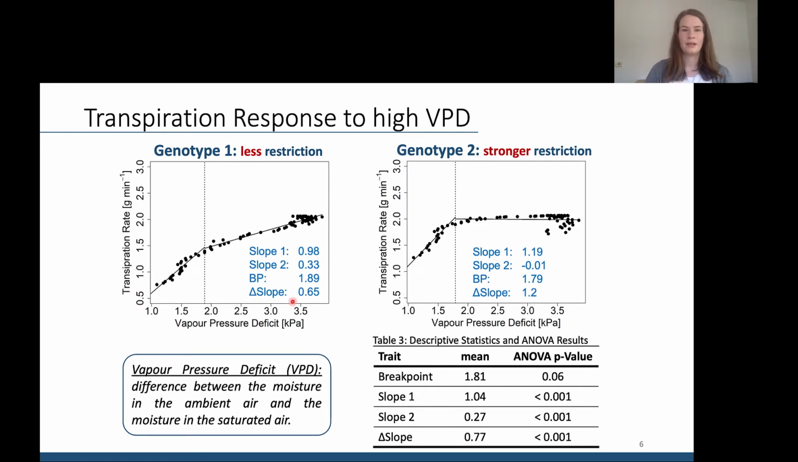The two graphs show the transpiration rate of two different genotypes plotted against the naturally occurring vapor pressure deficits. We can see that the genotype here on the right side restricts its transpiration more strongly at higher VPDs compared to the genotype here on the left side. The ANOVA results show that for these traits there is significant genotypic variation at a significance level of 0.1.